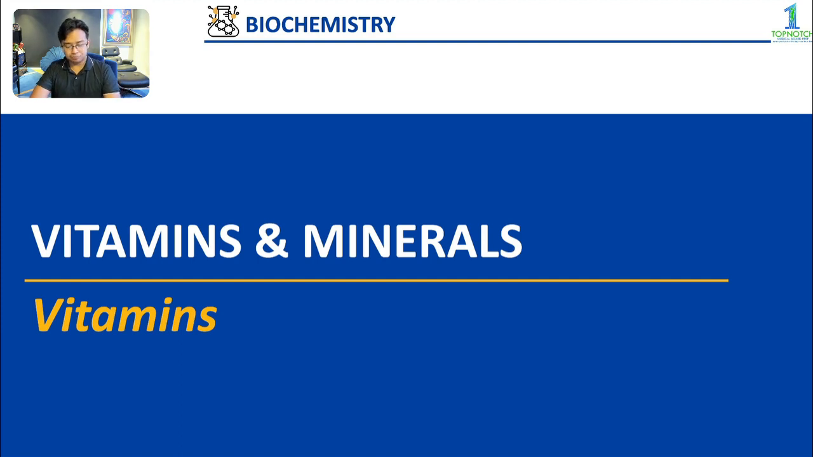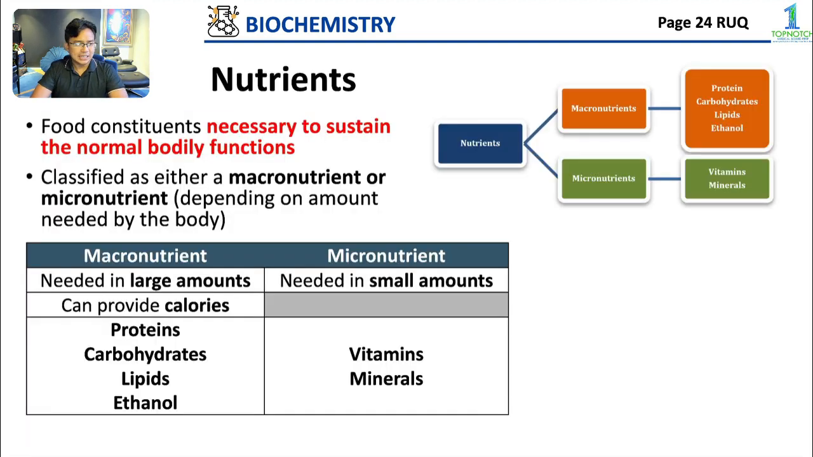Starting first with your vitamins. Nutrients are necessary to sustain normal body functions. They can be either macronutrients or micronutrients, depending on the amount needed by the body. In general, macronutrients can provide calories. These are proteins, carbs, lipids, and ethanol. While micronutrients are vitamins and minerals.